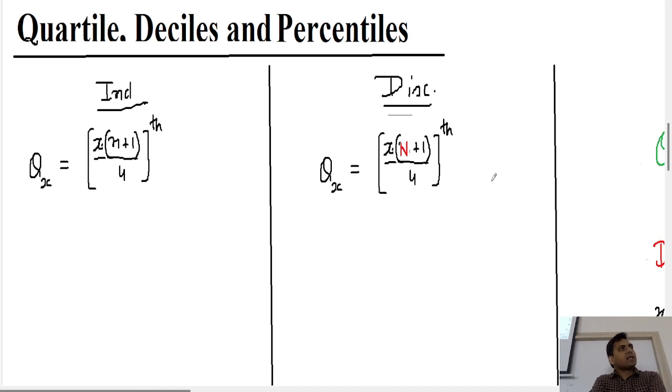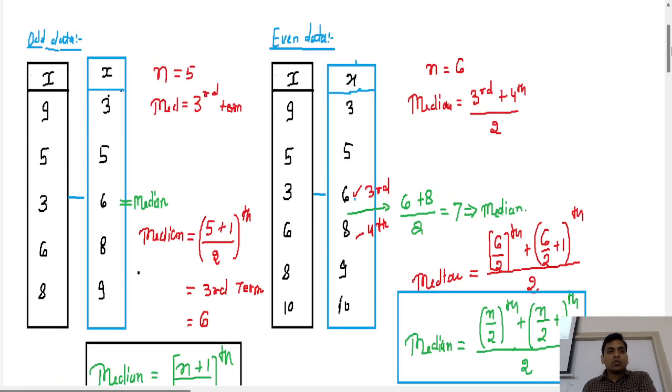Same task: first is arrangement, second is cumulative frequency, then the last value is considered as n, then you will identify the location of the quartile. Done? What is the difference between small n and capital N? Okay, fine. In case of individual data, how many terms are there? 5 terms. So this is small n. Clear? Small n is equal to 5.